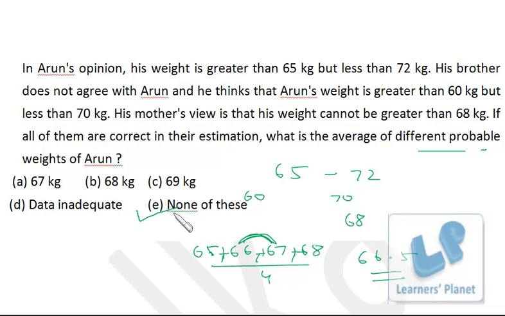So that's none of these over here. Now one important thing over here is, we are taking the weight of Arun to be an integral value, right? But it is not mentioned over here that the weight of Arun is an integral value. So that's an assumption over here which I am taking. But in exams it should be mentioned, because this seems to be an incomplete question. Unless it is mentioned that the weight of Arun is an integral value, you cannot take all the values to be integral, right?